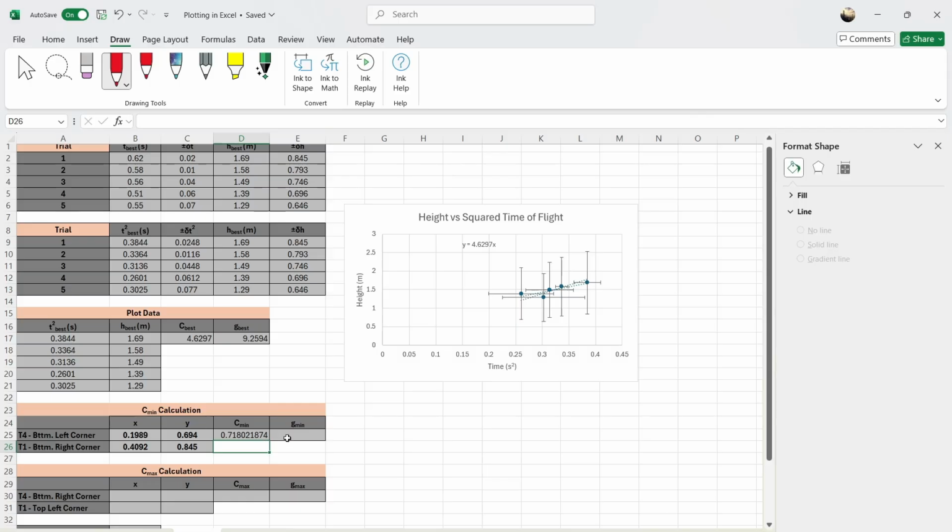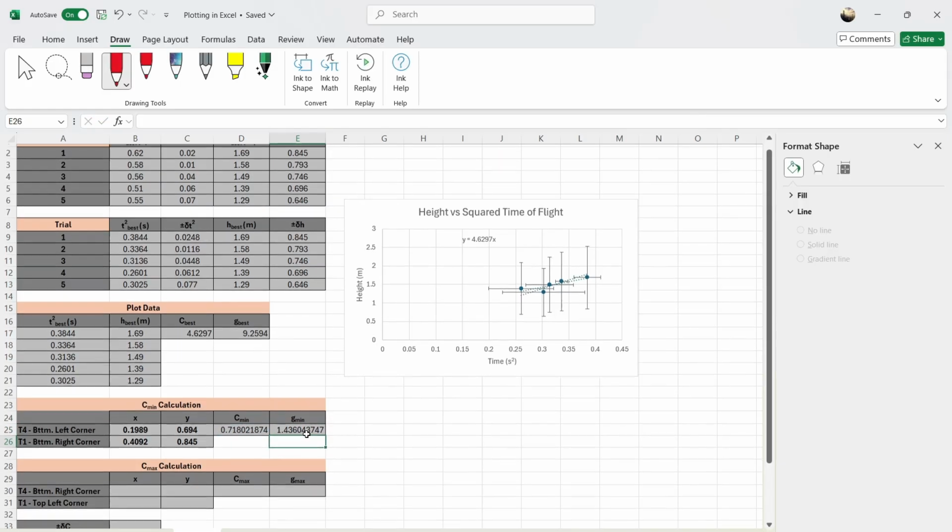Now, just like before, we want to transpose our c minimum value into our g minimum value. And remember that our g value is equal to 2 times the c value. So we just do equals 2 times c, and that is our minimum value of the constant of gravitational acceleration.